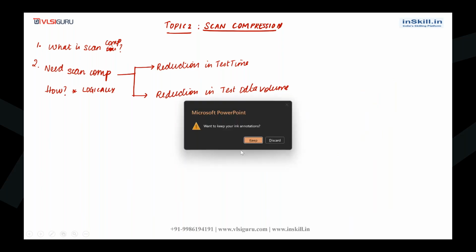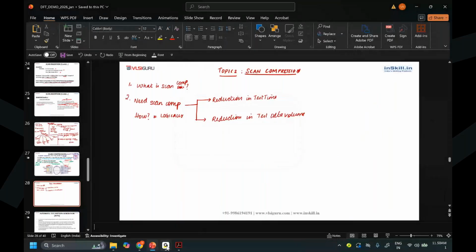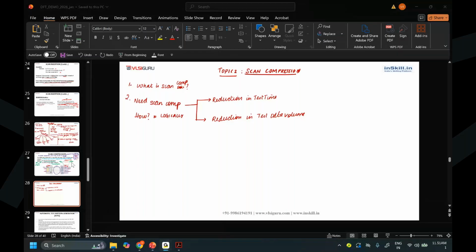One second, I am getting a prompt that my voice has got disconnected. Am I audible? It's audible only. Okay, yeah. So in case my voice gets disconnected, you can unmute yourself and let me know.